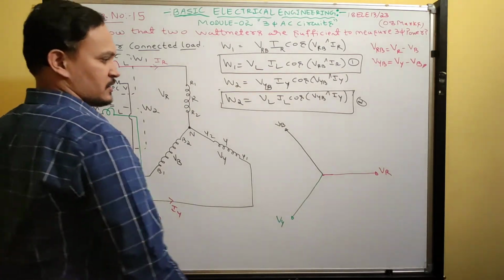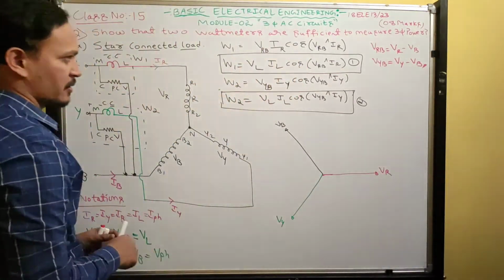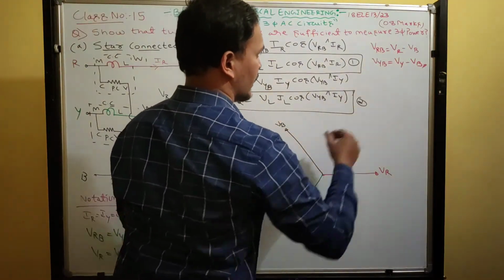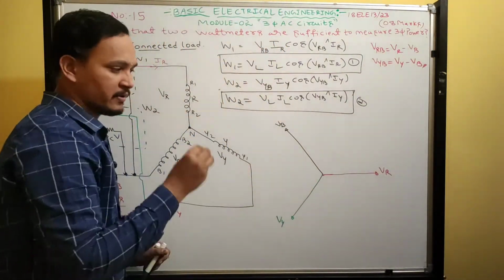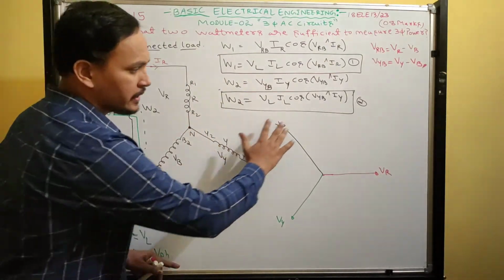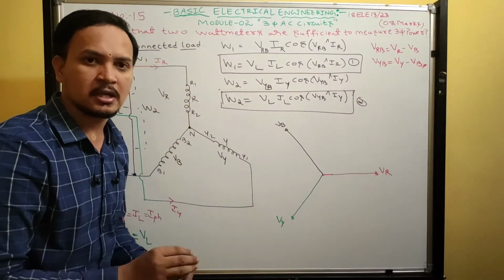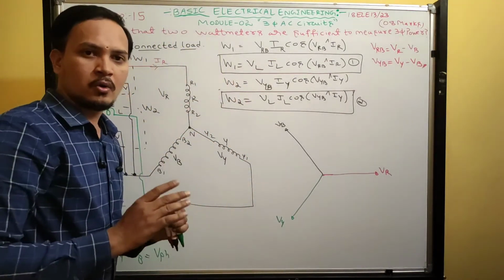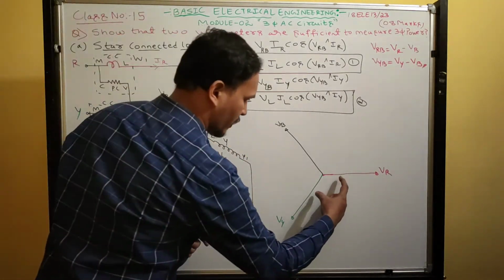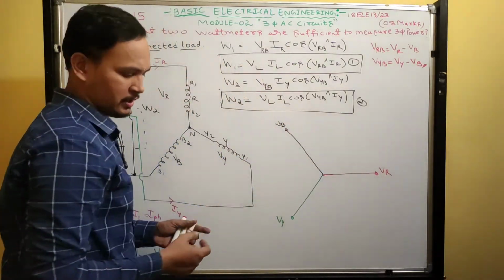Fine. Now look here, VRB. Now I need to write VRB. What is VRB? VR minus VB. Whatever I have written here, VR, VY, VB, all these are original phasors having positive values. All these phasors are displaced by 120 degrees with respect to each other: 120, 120 and 120 degrees.